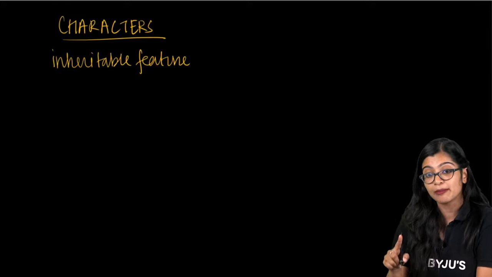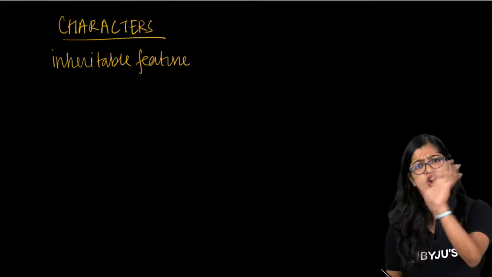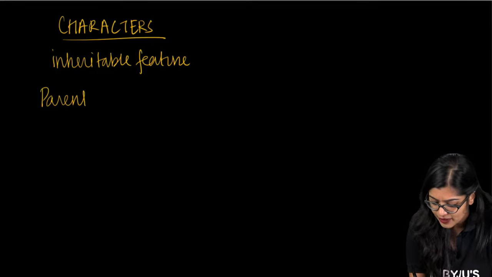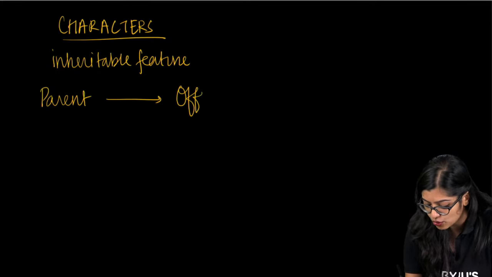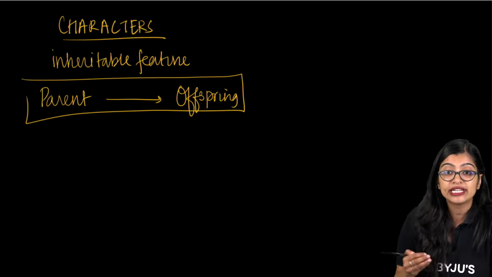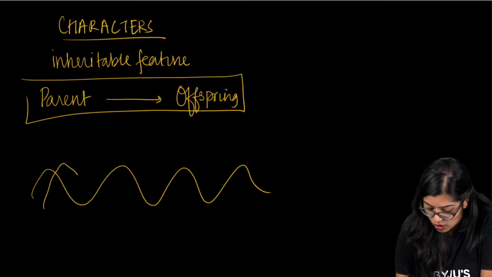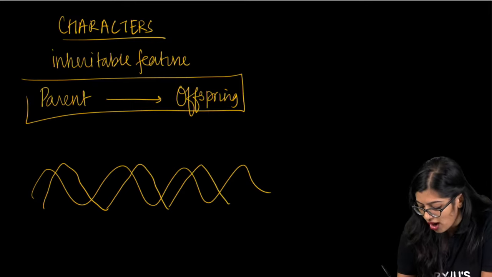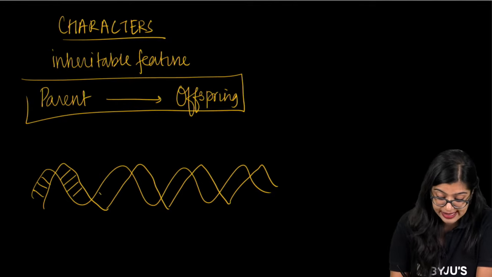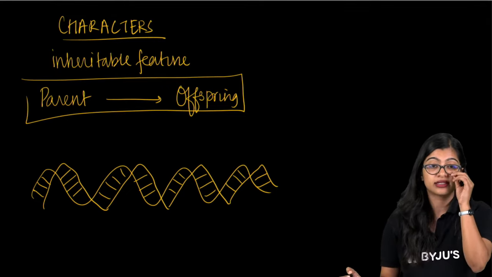Now I also told you in the beginning that when we talk about transmission of these characters, think about heredity only. How are characters going from parent to offspring? Tell me once again. It is going through DNA copying, right? Now, it brings us to our next question. What is this DNA? You all tell me what is DNA. You all have been learning about this from your 9th standard, as a matter of fact, 8th standard. So you should all be able to give me the answer to this. What is DNA in the chat?